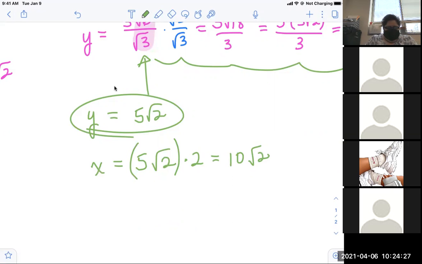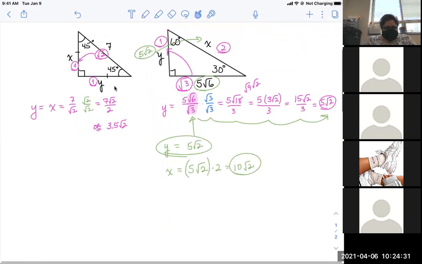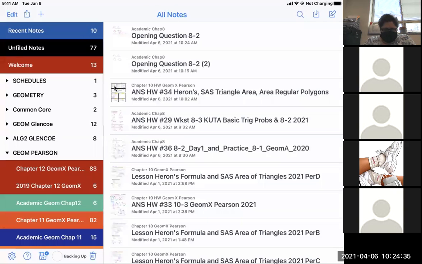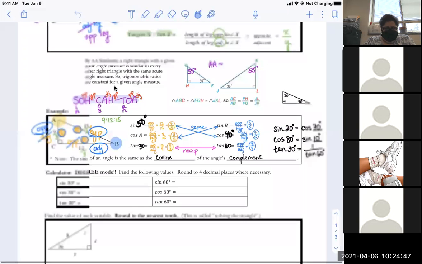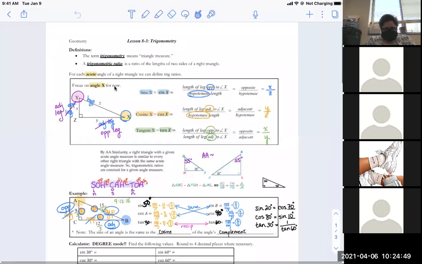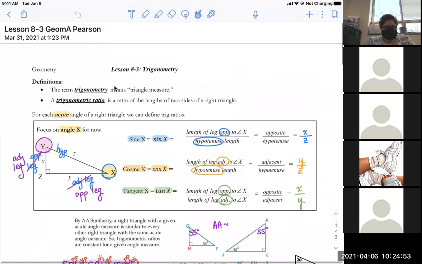All right. Well, that was painful. Okay, let's go ahead and go back and finish notes on trig stuff. So let's see. We will go over homework, but I don't want to do that yet. Okay, so remember our mnemonic device is SOHCAHTOA. Again, this was lesson 8.3 from March 31st.